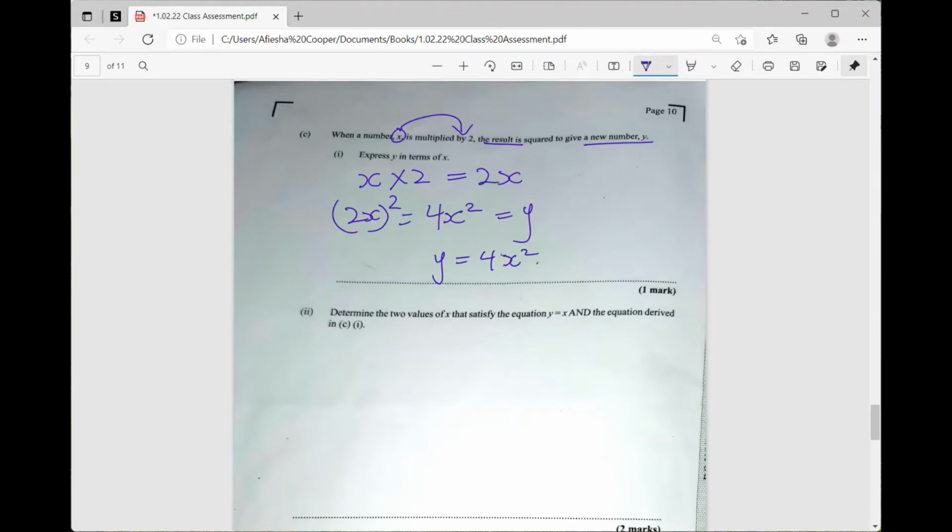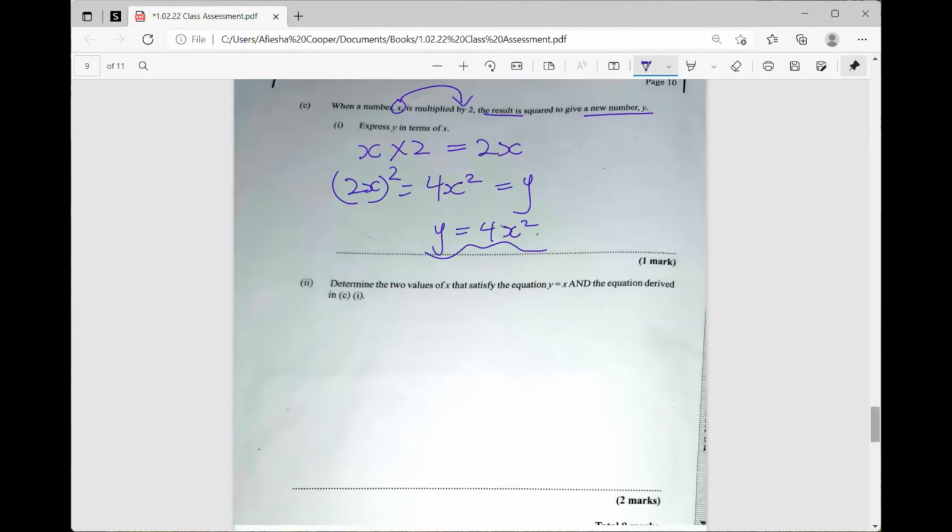Yes, I had x by 2 squared equal y, and I just got y equal to 4x squared. I didn't do all that which you did there, but I have the answer. Once you multiply by 2 and you square it and you put it equal to y, that's fine. Any questions?